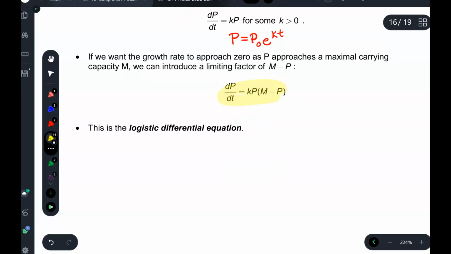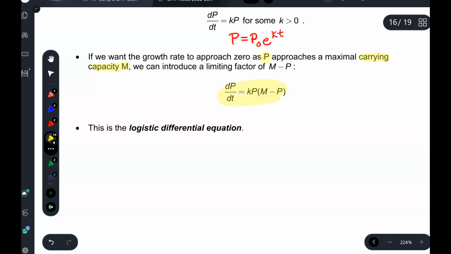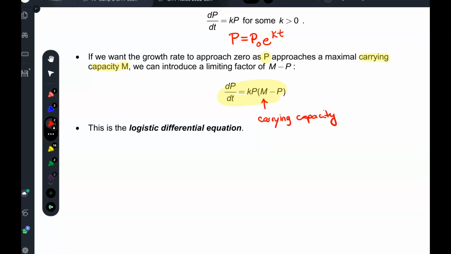Okay, so we got some new vocabulary. P is just the population. Carrying capacity, that's M. So M is our carrying capacity, which means that's the most we can have. If you're talking about a population, that's the most that you can have. P is the population at any time. K is the rate of growth, so K is still the rate.